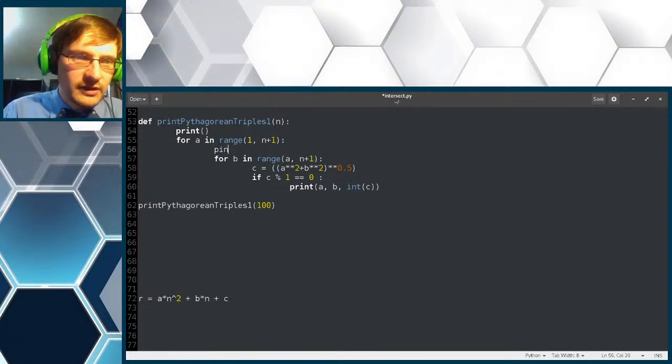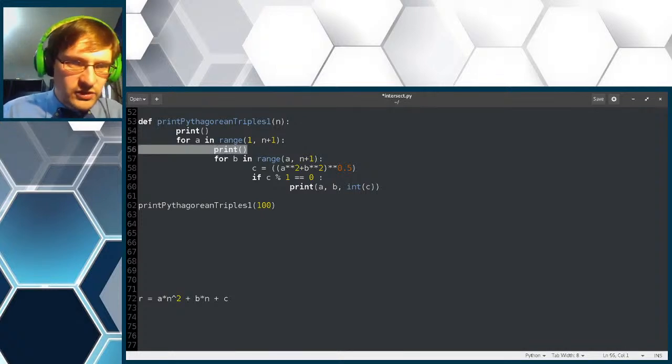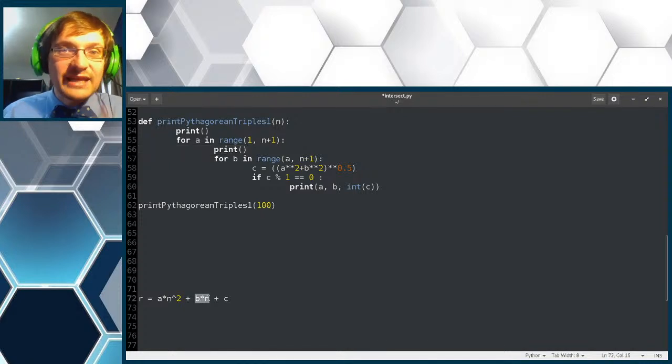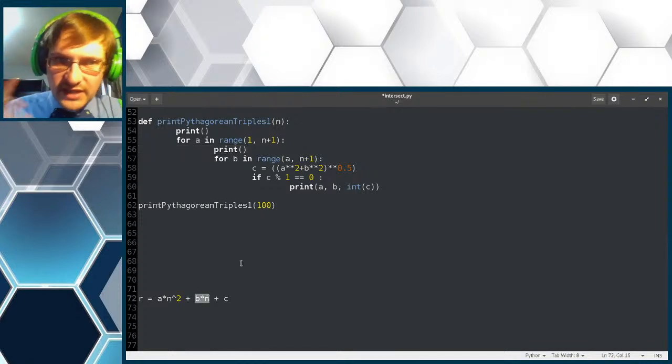So if you had something else here that took time, this would be executed n times. So the amount of time it takes to execute this would be multiplied by n, and that would be contributing to the runtime in that manner.